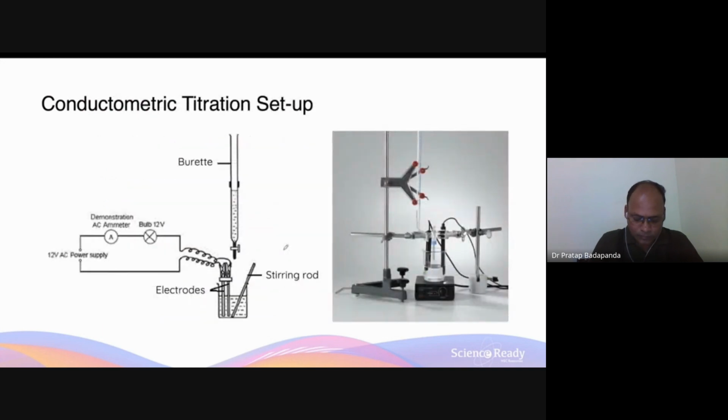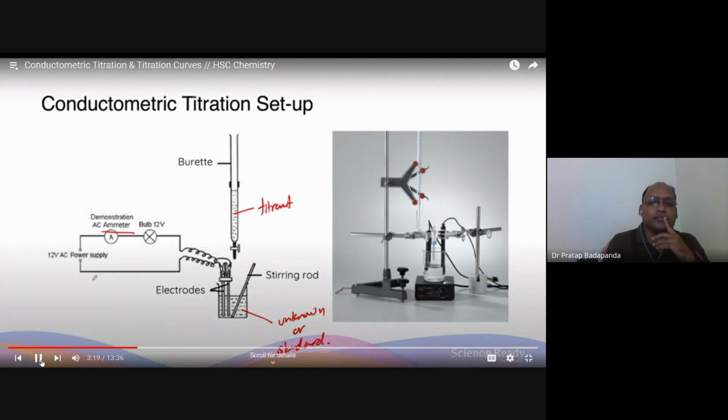The setup for conductometric titration is quite similar to that of normal titration using indicators. We again have two components. We have the burette, which contains the titrant, and this can either be the acid or base. Usually, instead of a conical flask, we have a beaker, which contains the other chemical. That's either the unknown solution that we're trying to analyze, or this can be the standard solution. We use a beaker because we can then insert electrodes into the solution and connect these electrodes to an external circuit with an ammeter so we can measure the currents that pass through the solution.